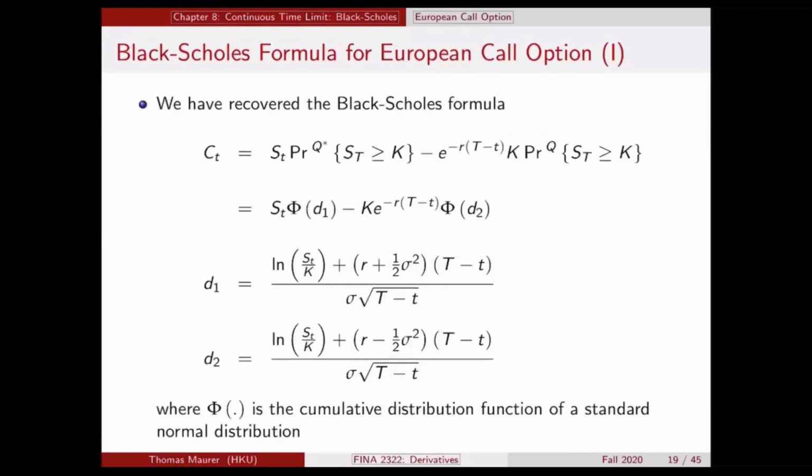In the Black-Scholes formula, what did we need? The underlying price, the strike price, the risk-free rate, volatility, and time to maturity. But actually the expected return, that mu variable, never shows up.